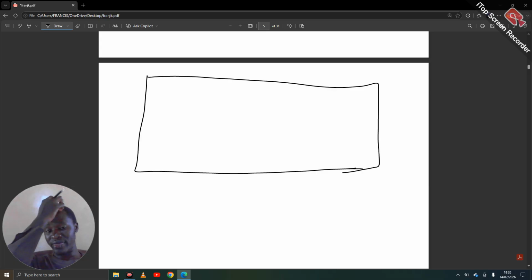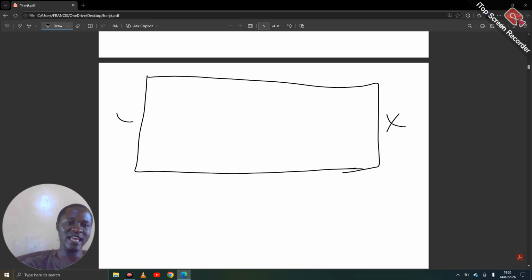Let the width be x. So this is x, this is x. Remember, if width is 10, the other side will also be 10. There is no way the width of a rectangle will be 10 and the other side is maybe 12. That one is impossible.